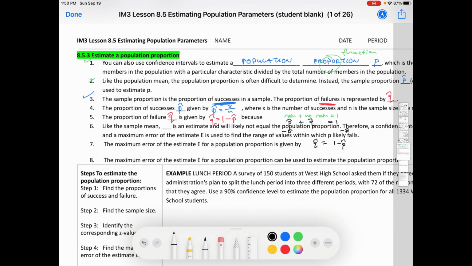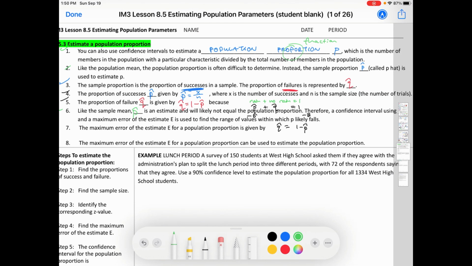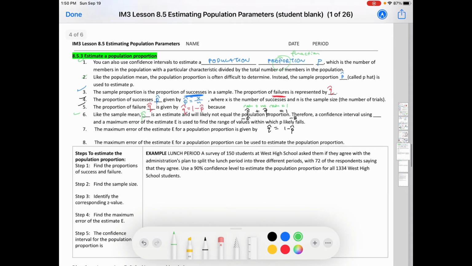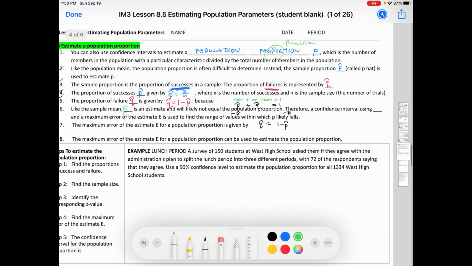Okay, number 6. Like the sample mean, P hat is an estimate and will likely not equal the population proportion. Therefore, a confidence interval using P hat and a maximum error of estimate E, we've talked about E before, is used to find a range of values within which P likely falls.